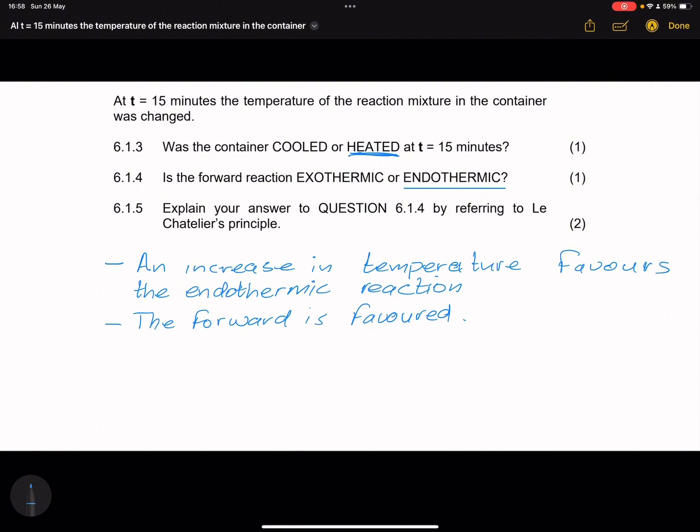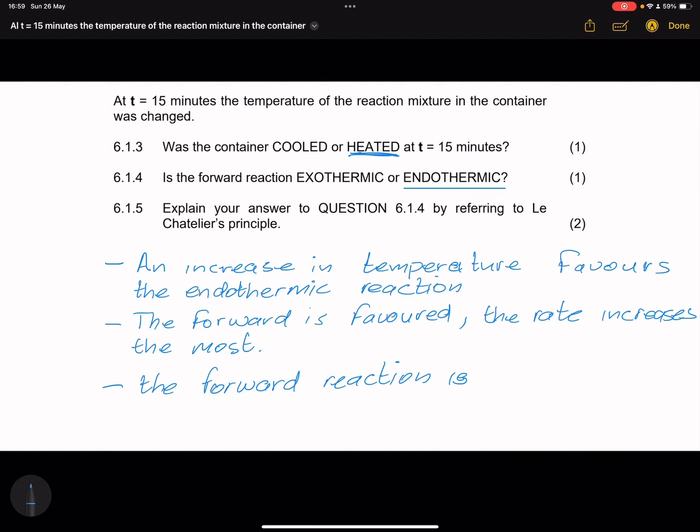We can say the rate increases the most, right? And so that means that the forward reaction must be endothermic. Okay, so we're going to say the forward reaction is endothermic, right? Endothermic.